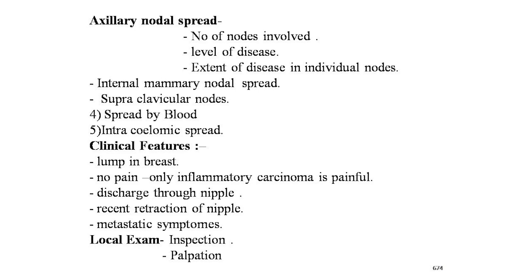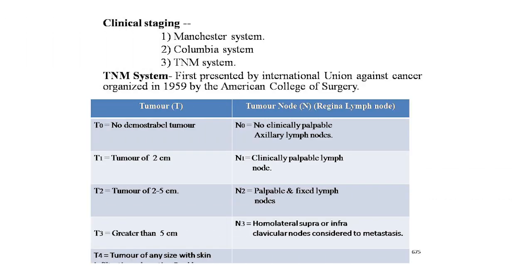In advanced stage, direct invasion of the skin and dermal lymphatics by the cancer cells takes place. Now, the clinical staging of malignant tumors of the breast is an attempt by the surgeon to identify the extent of the malignant lesion based on the clinical examination and special investigations. The clinical staging systems in use at present are the Manchester system, the Columbia system, and the TNM, that is the tumor, node and metastasis system. By far, the TNM classification has achieved widespread acceptance rather than the Manchester and Columbia systems.